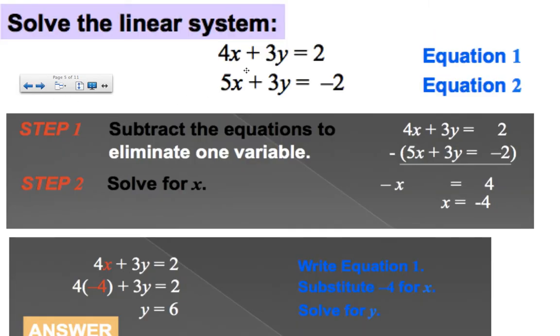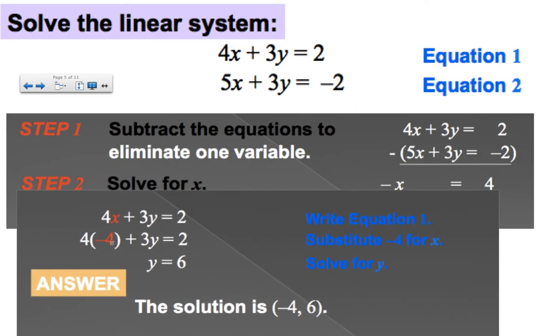So first thing you want to do is decide add or subtract. They have the same sign, so we should subtract. Subtract the equations to eliminate a variable. When you subtract here, we're left with negative 1x, or just negative x, plus 3y minus positive 3y is 0, equals 4. We're going to have to divide each side by negative 1. We get x is negative 4. We are now going to take that negative 4 and plug it back into one of the equations. We chose the first one here.